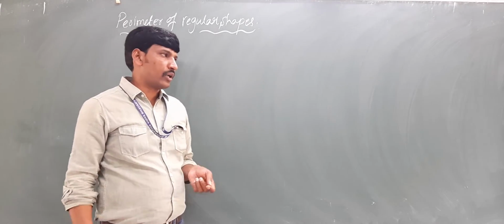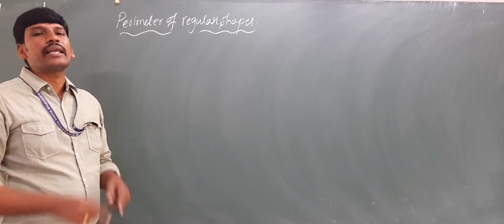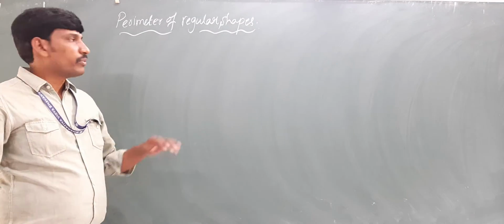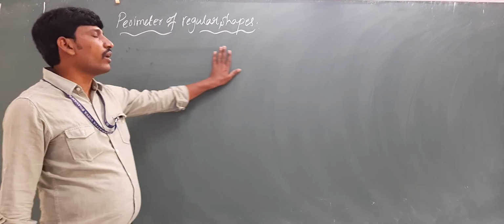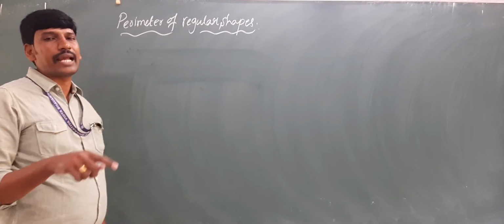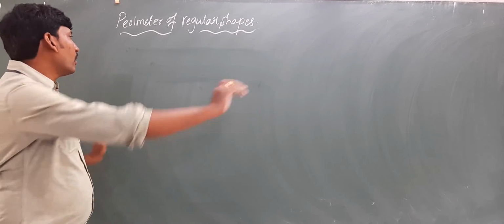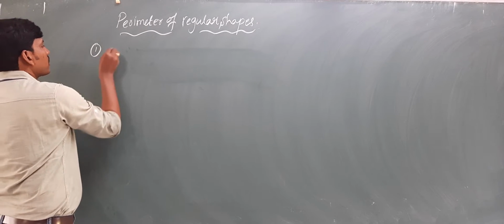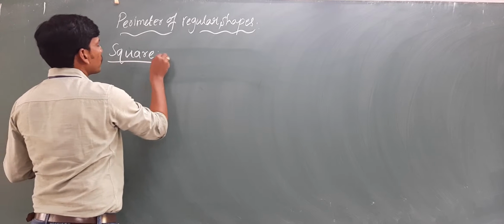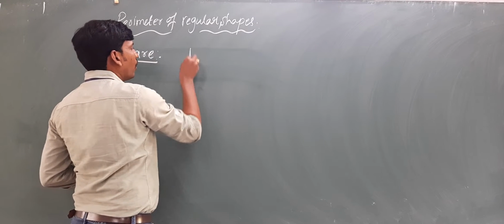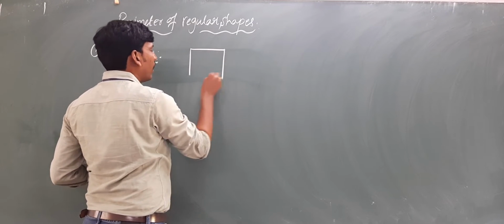Regular hexagon, all the 6 sides are equal. So before going to discuss that, let us discuss perimeter of regular shapes, which means all sides are equal. Now the first one is square. So what is a square? In a square all sides are equal.